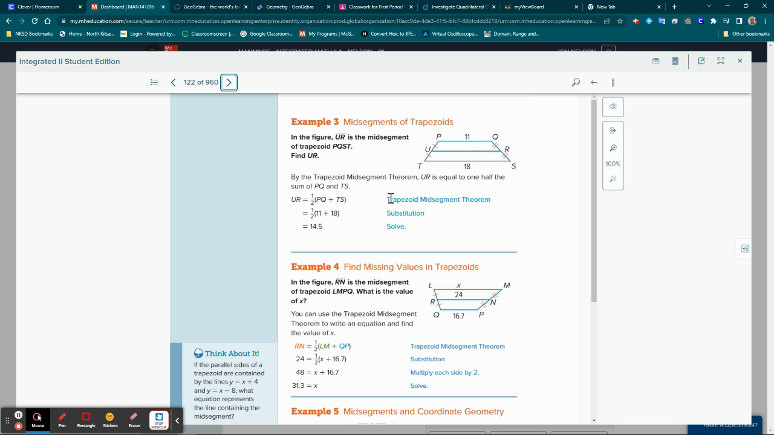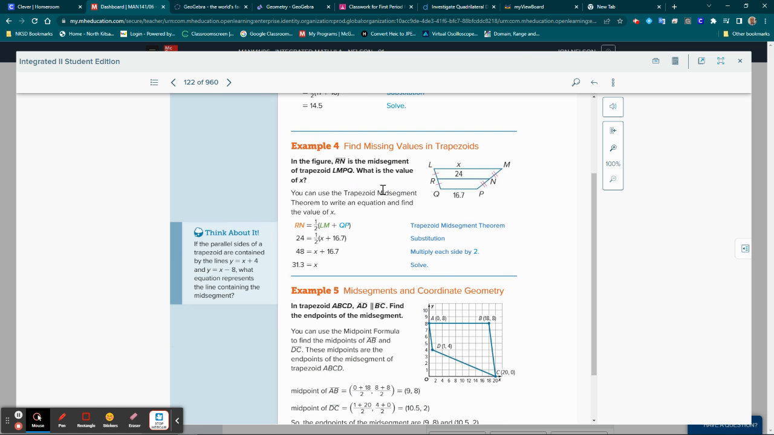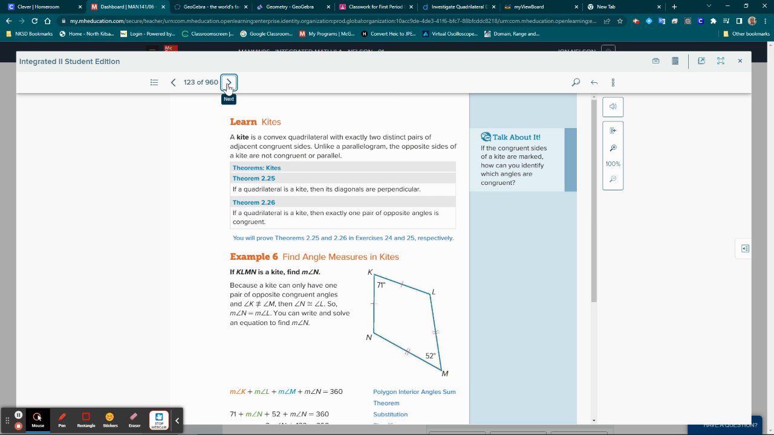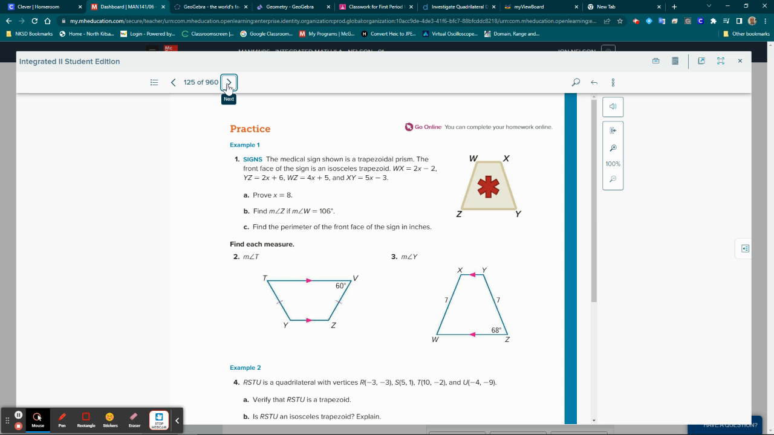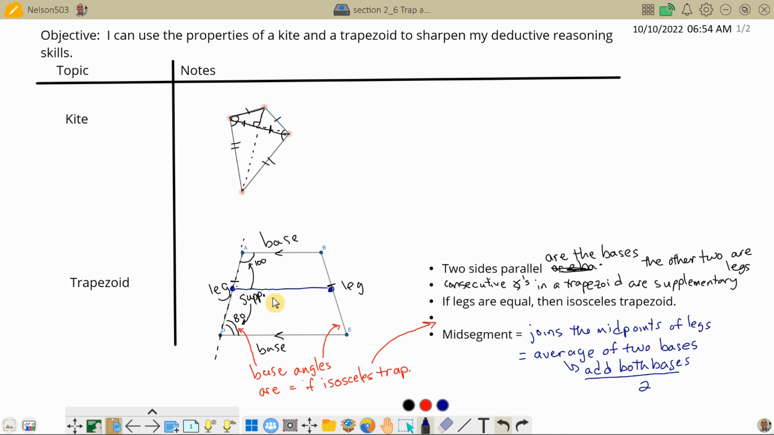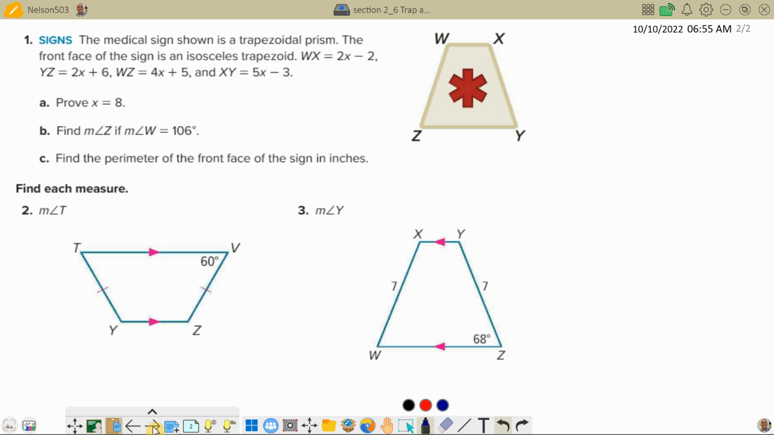And then here's an example on how to get the mid segment and all that kind of stuff. So I'm going to try a couple here with you. Let's look at those first 3 problems here. It gives a bunch of information about the bases. So these are the bases here and here. And it tells us one of the bases is 2x minus 2, and the other one is 2x plus 6.